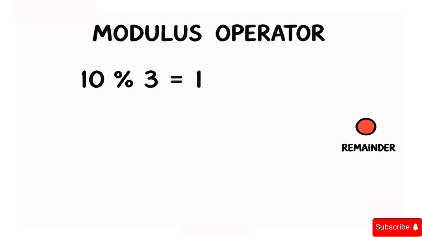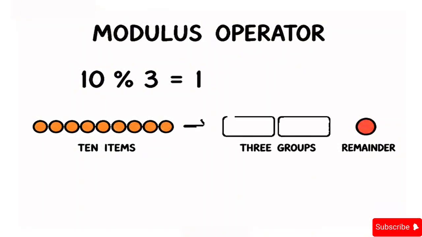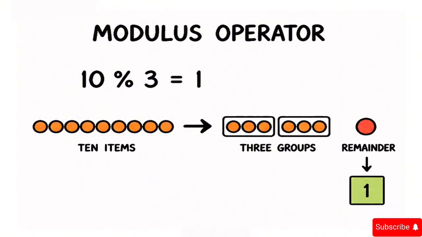The modulus operator uses the percent symbol. It returns the remainder after division. 10 modulus 3 equals 1 because 3 goes into 10 3 times with 1 left over. Modulus works only with integers.